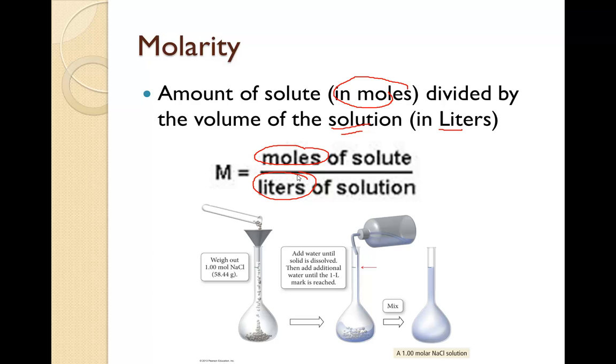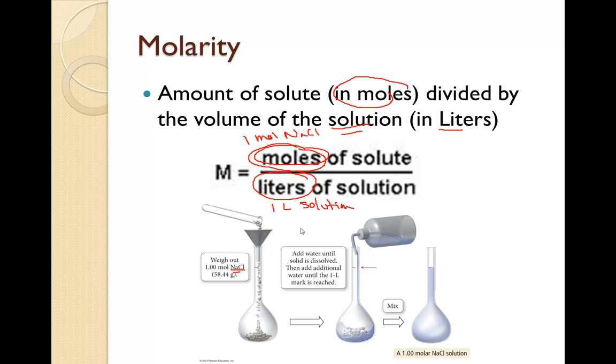In order to create a molar solution, the first thing you need to do is figure out what concentration you want and how many grams or moles you'll need for that concentration. So for instance here, we decided that we needed to make a 1 molar solution of NaCl. That means we need 1 mole of NaCl for every 1 liter of solution.